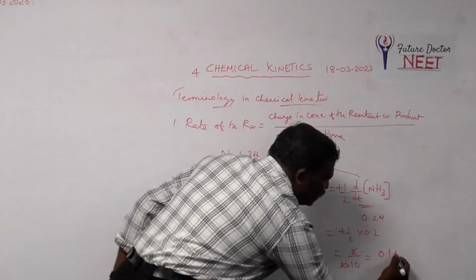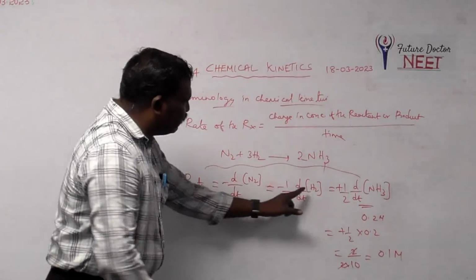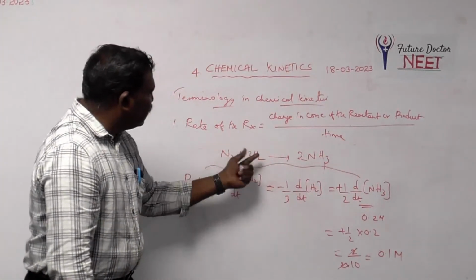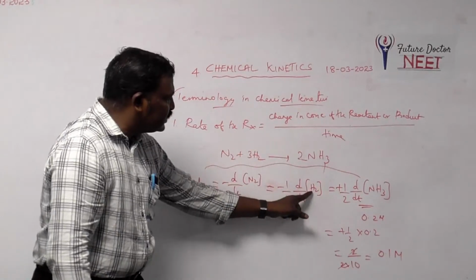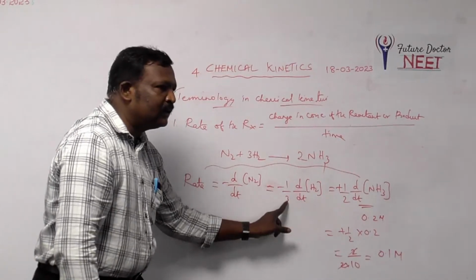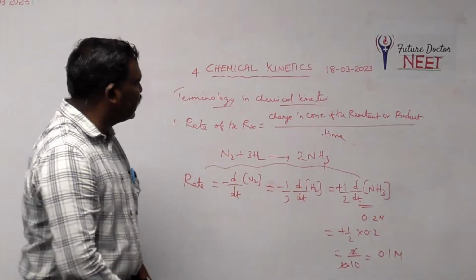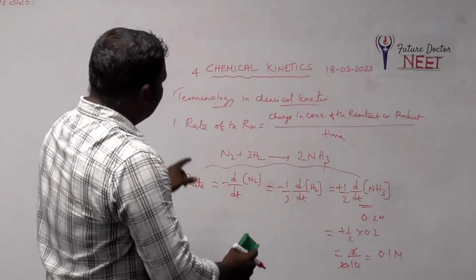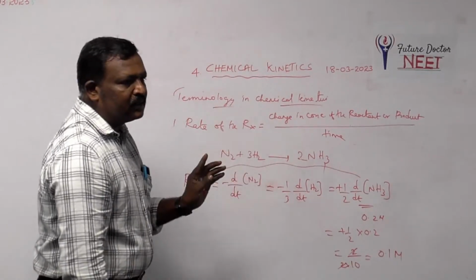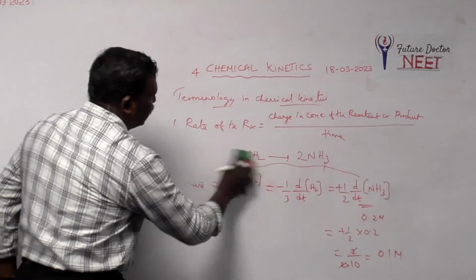So here, suppose the rate of decomposition of H2 is given. If this value is given, you substitute here. Suppose you substitute here, 3 will be there. Understood? So the value divided by 3, you can get the answer. Understood? Mostly they will give one equation and ask for the rate of reactions. This is the first term. Understood? Okay.